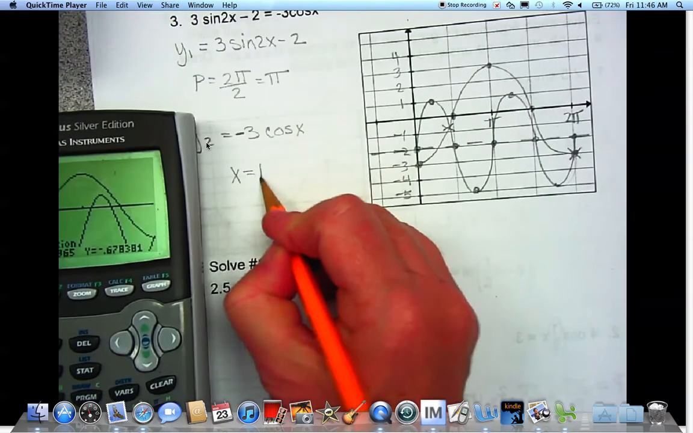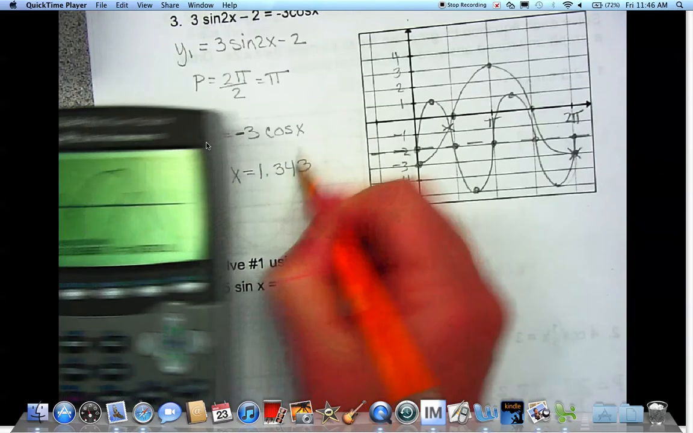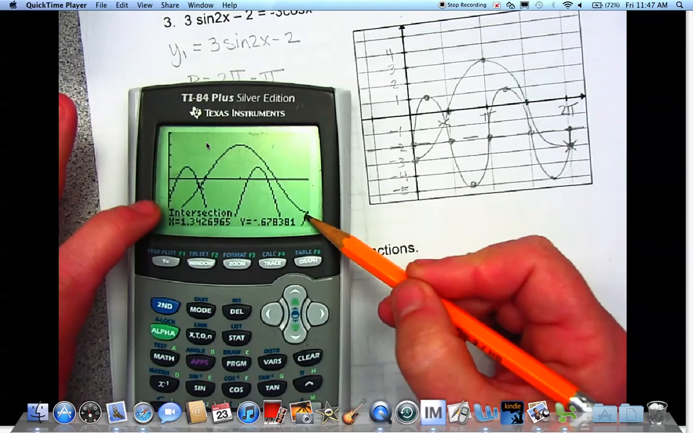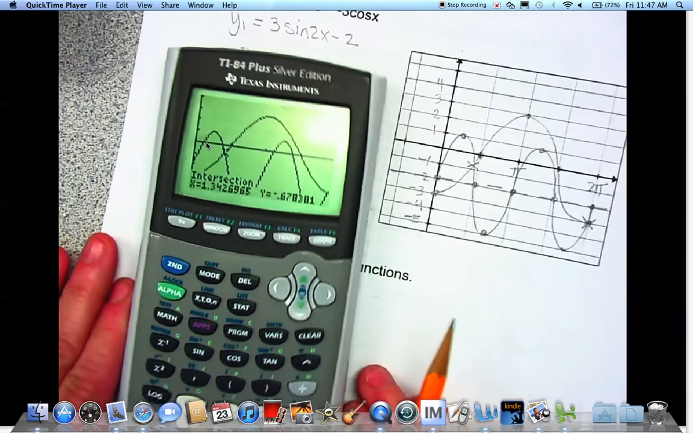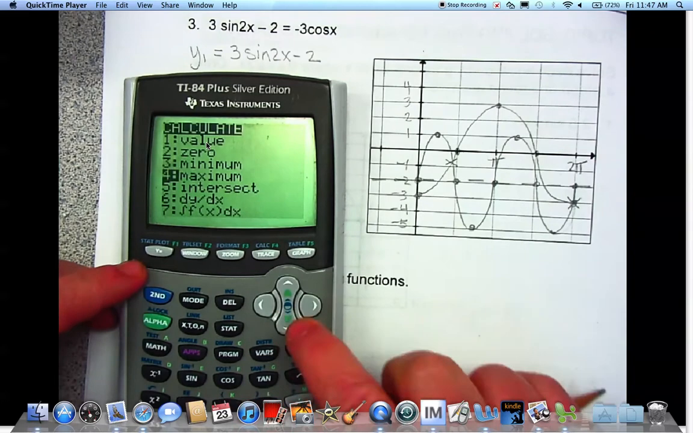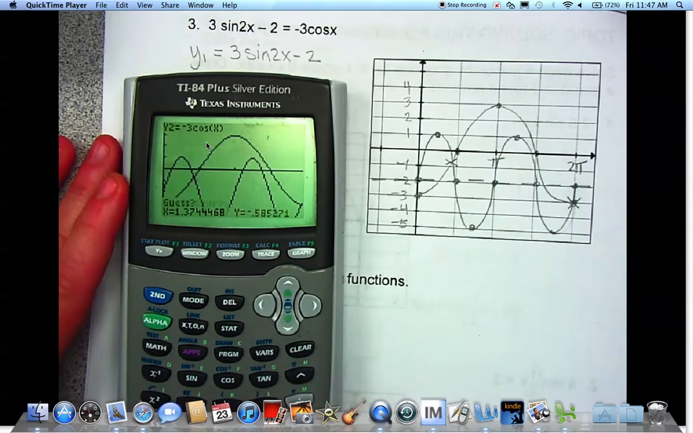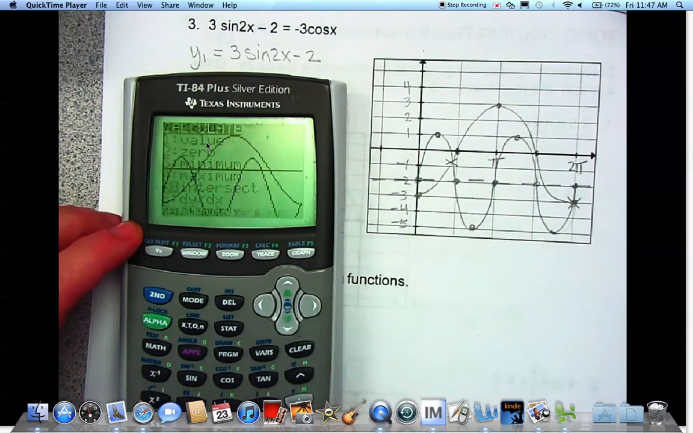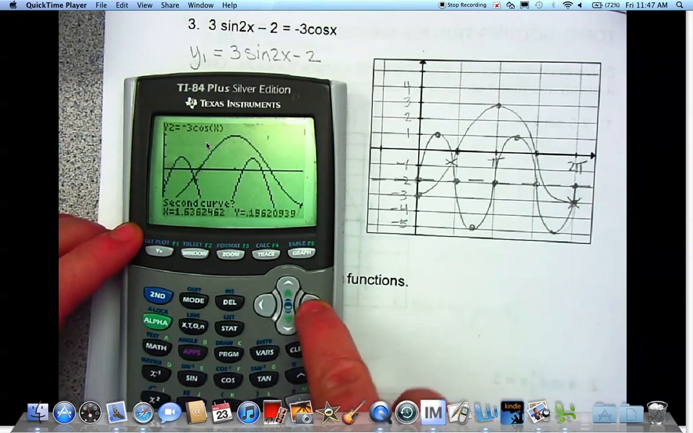Which intersection are we looking for? Either one, where the two graphs cross. And that one: y equals -2.960 and x equals 6.12. I went too far. There we go. It takes a while to get that cursor back all the way around over to the other side.